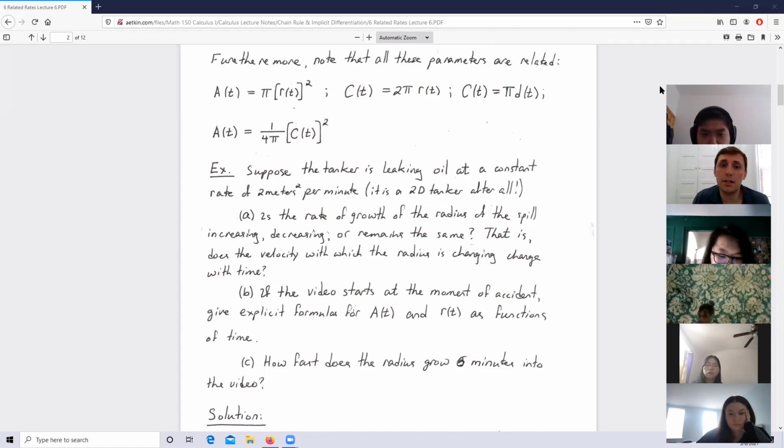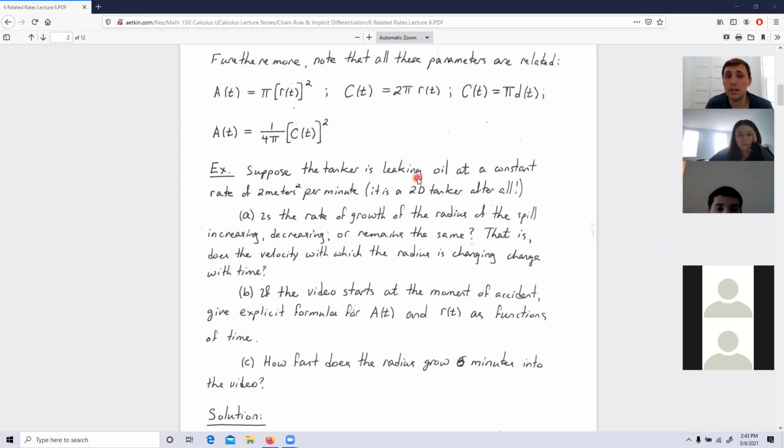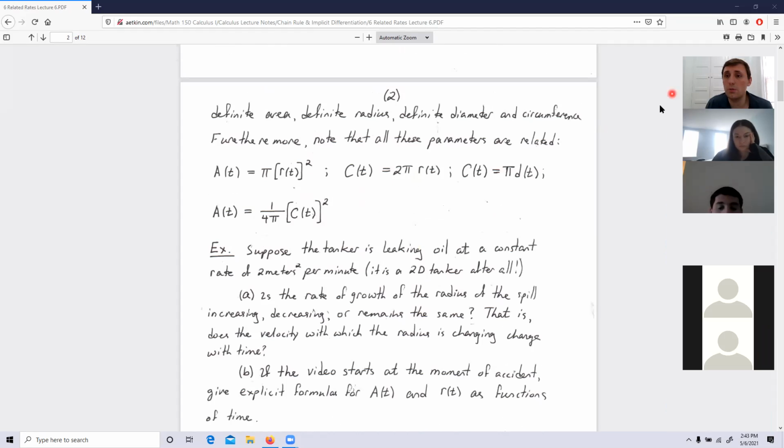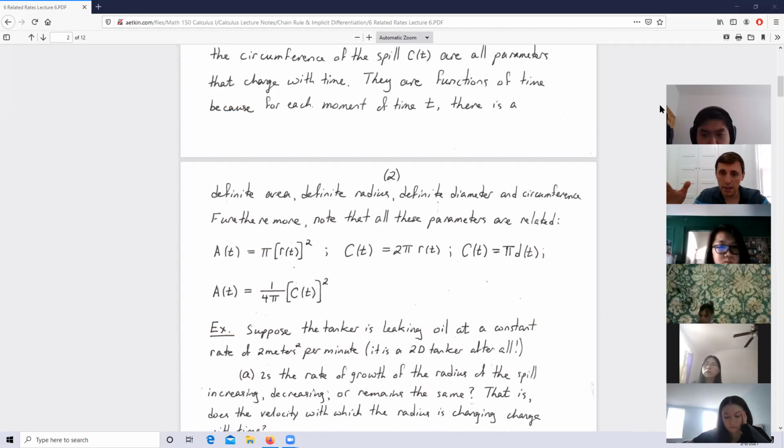So I'm going to ask a few questions. Is the rate of growth of the radius increasing, decreasing, or staying the same? I just want to see your intuition. The area is growing every minute by 2 square meters, constantly. In other words, in 1 minute, it will grow 2 square meters, and in half a minute, it would grow 1.